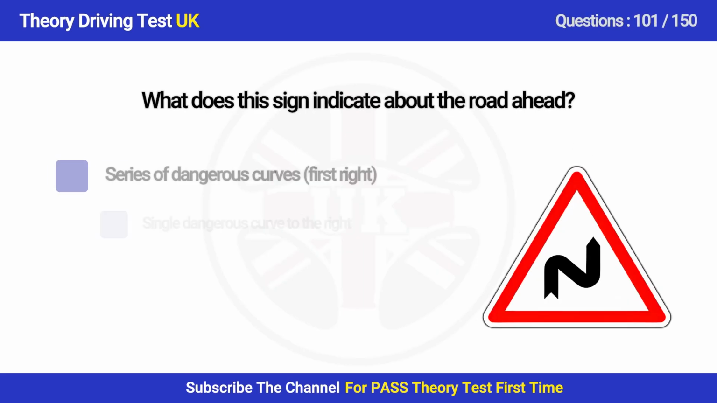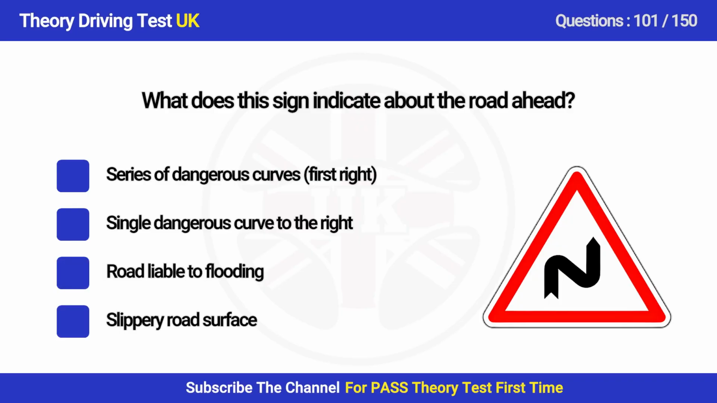Question 101. What does this sign indicate about the road ahead? A. Series of dangerous curves, first right. B. Single dangerous curve to the right. C. Road liable to flooding. D. Slippery road surface.